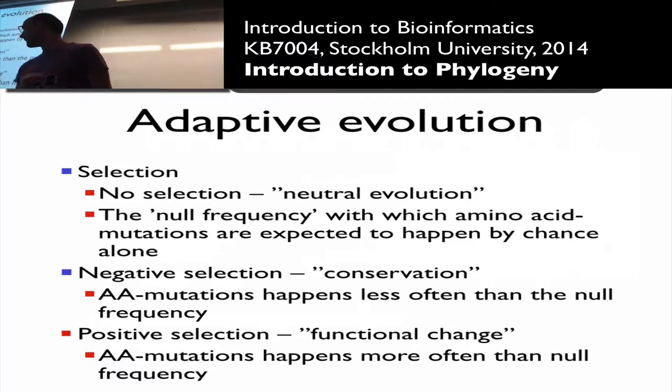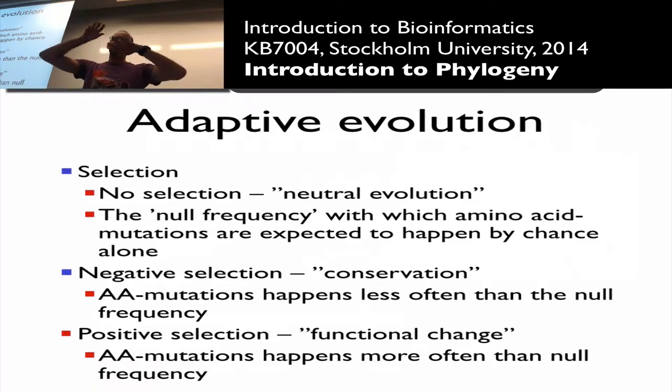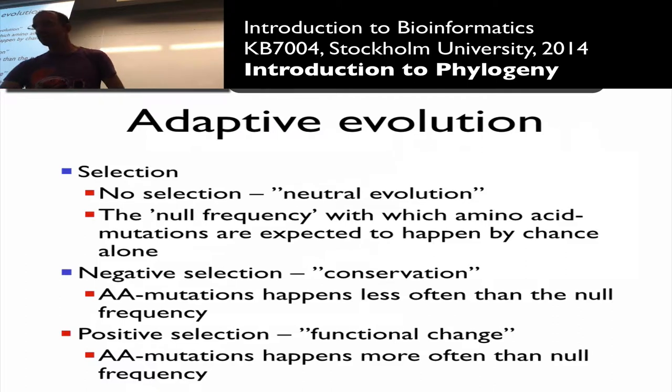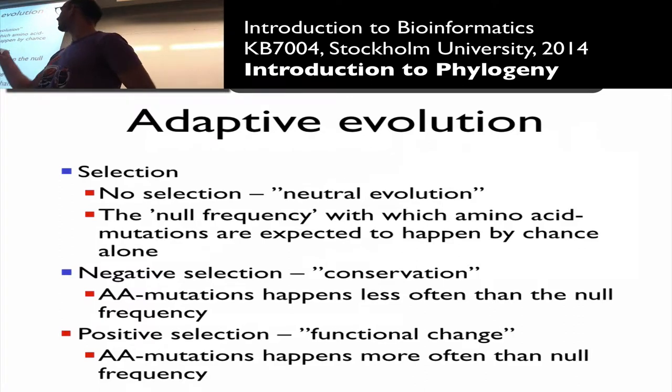The expected background is measured by the ratio between mutations that change the amino acids and the ones that do not. It's called KaKs. So you have the frequency of mutations that change amino acids, and compare that to the frequency of mutations on the DNA level that do not change amino acids. And if that ratio is high, you have more changes than you would expect by random, and you would call it positive selection or adaptive evolution.